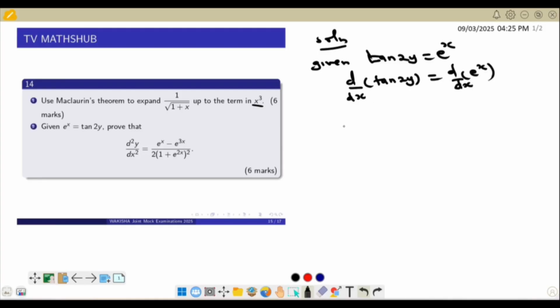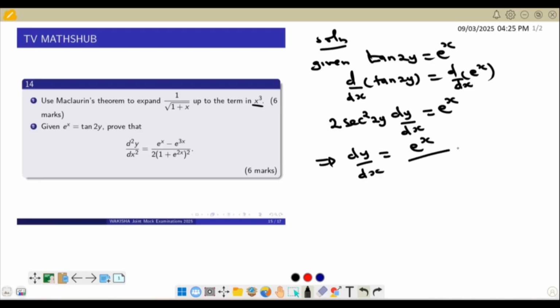So when you differentiate tan 2y, this 2 will come out and it will be 2. Differentiate tan, it becomes sec squared of 2y. We are differentiating y with respect to x, so it will be dy dx. And this will be equal to, when you differentiate e to the power x, it remains e to the power of x. Meaning from here, we shall have dy dx, which is equal to e to the power x divided by 2 sec squared of 2y. So that is exactly what we are having.